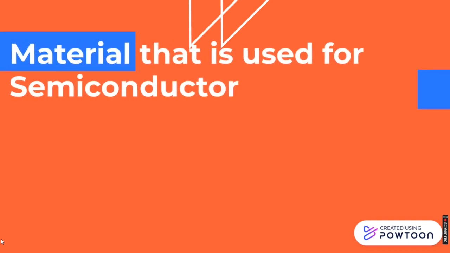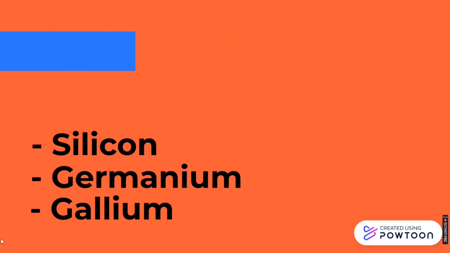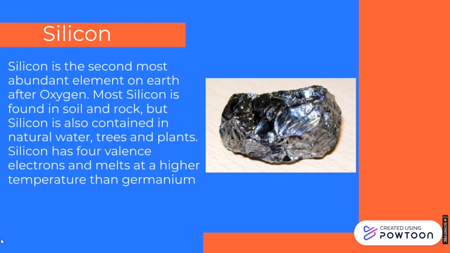So here we're going to take a look at what materials are used for semiconductor. We have silicon, germanium and gallium. First material is silicon. Silicon is the second most abundant element on Earth after oxygen. Most silicon is found in soil and rock, but silicon is also contained in natural water, trees, and plants. Silicon has 4 valence electrons and melts at a higher temperature than germanium. Silicon is widely used for making semiconductors.